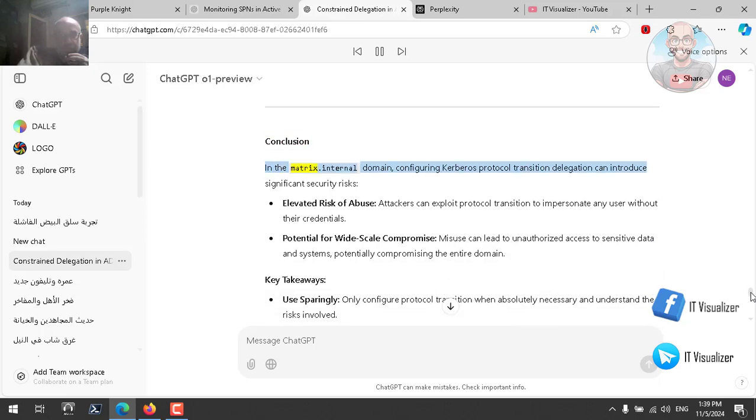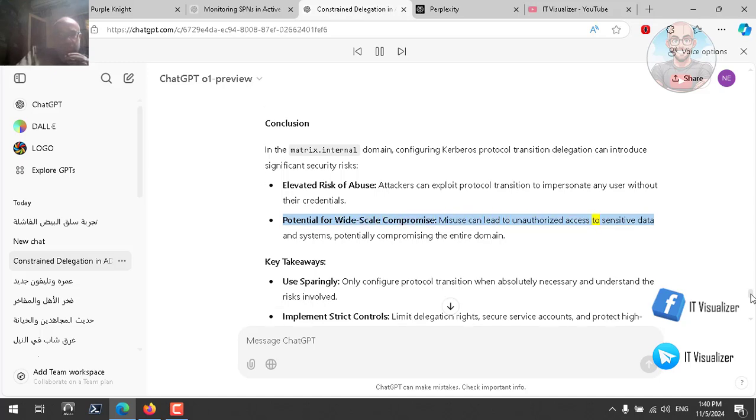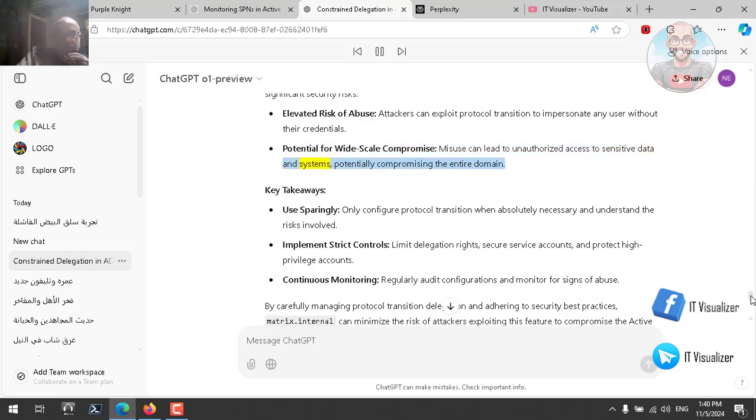Conclusion. In the Matrix.internal domain, configuring Kerberos protocol transition delegation can introduce significant security risks. Elevated risk of abuse: attackers can exploit protocol transition to impersonate any user without their credentials. Potential for wide-scale compromise: misuse can lead to unauthorized access to sensitive data and systems, potentially compromising the entire domain.